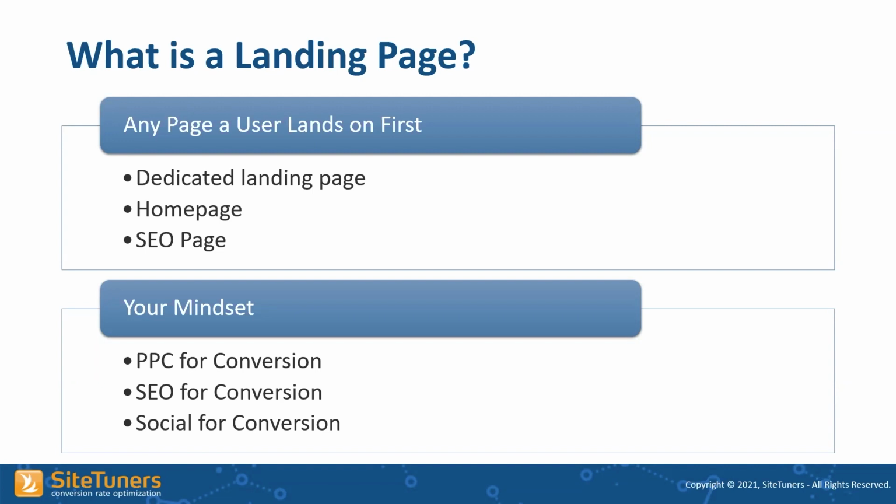So I would like you to think about where they might potentially be landing and then add to that, how do I drive my traffic there? Is it PPC for conversion? So it's not just about clicks. It's about aligning those messages. Is it SEO for conversion? If we're doing all this SEO work, when they land on the page and they looked at the metadata, did it make sense for them when they got there? Is it conversion oriented? What is their experience? Social media marketing for conversion. It's all the same thing.